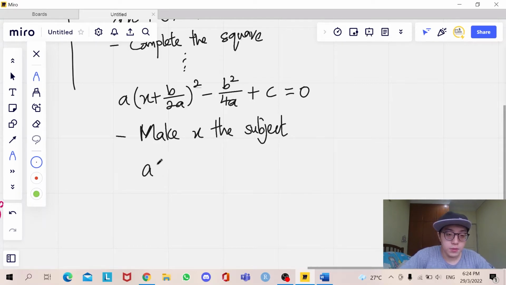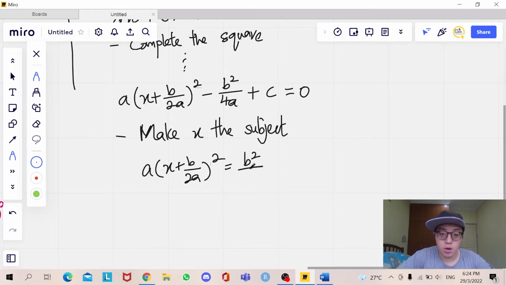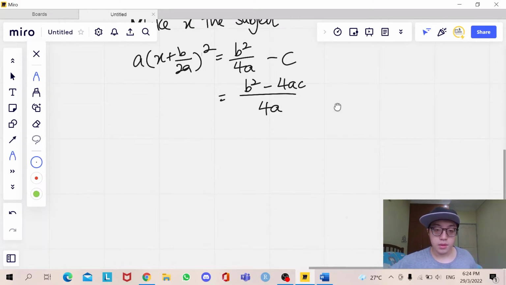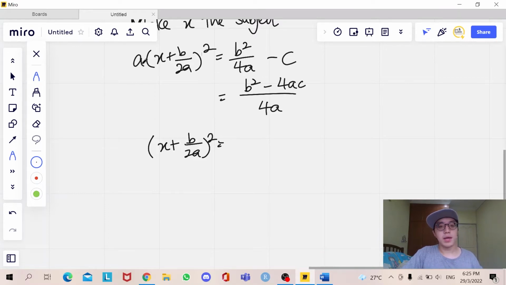We will first move the two terms to the right hand side: b squared over 4a, minus c. If we combine both of them, b squared minus 4ac. Then to continue, this x plus b over 2a, squared, is equal to, from a we move to the other side by dividing, b squared minus 4ac over 4a squared. It's just that easy.